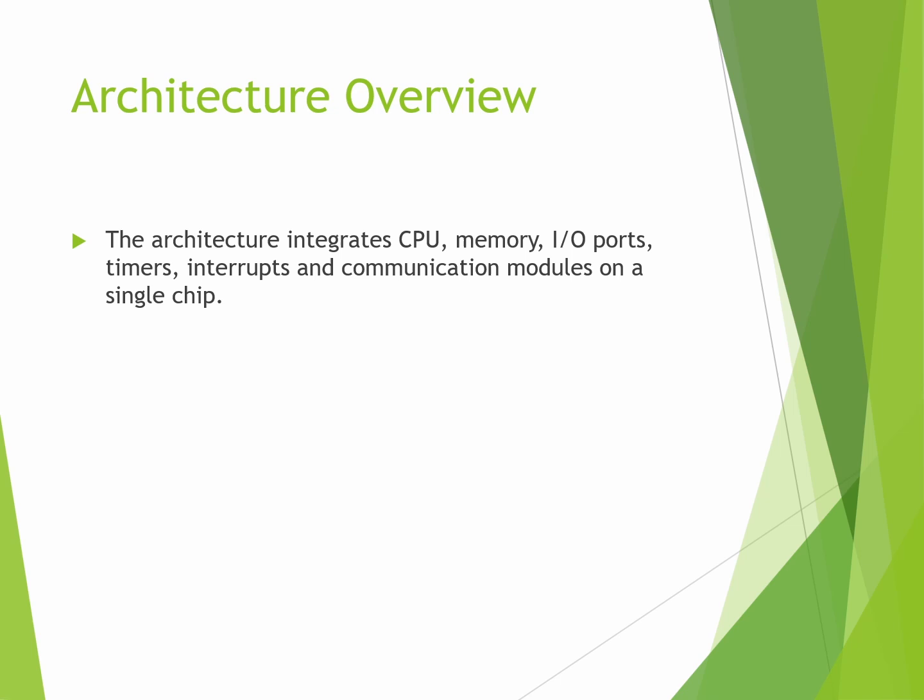Then the architecture overview. The 8051 architecture consists of CPU, memory, and IO ports. IO ports are used for connecting input-output devices, then timers, interrupts, and communication modules on a single chip.